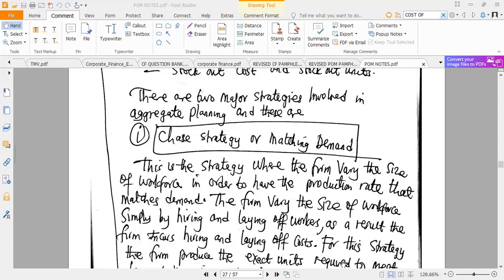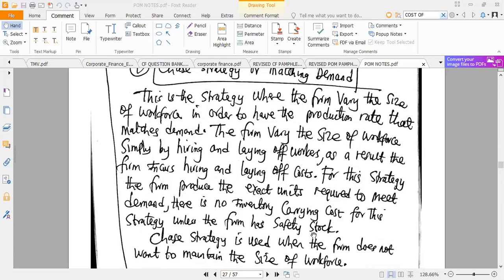So as we're looking at the chase strategy, you vary the size of workforce in order to have a production rate that matches demand. The firm varies the size of workforce simply by hiring and laying off workers. As a result, the firm incurs hiring and laying off costs. For this strategy, the firm produces the exact units required to meet demand. So there is actually no inventory carrying cost, unless the firm has a buffer stock, a safety stock.